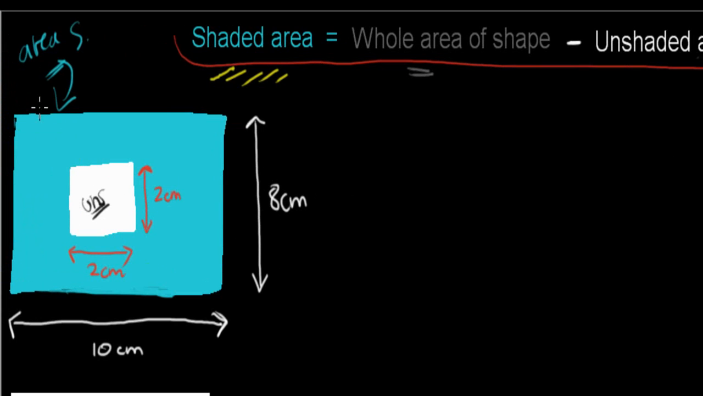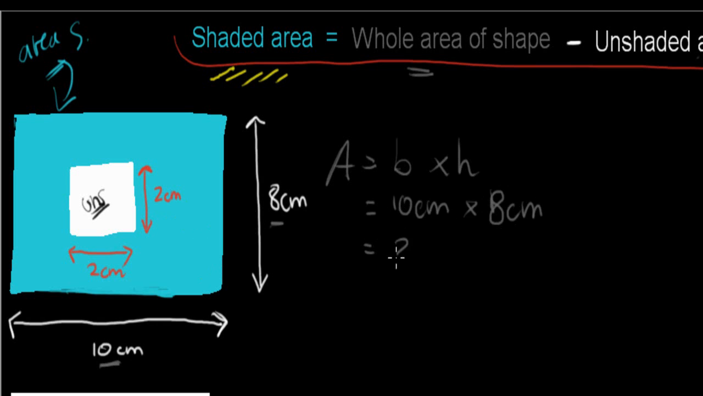So take the whole area. In this case, the first shape is going to be the whole area. It's going to be a rectangle. So area of a rectangle is going to be base times height. In this case, the actual base is going to be 10, so 10 centimeters, and the height is going to be 8, so 10 times 8 centimeters, and that's going to give us 80 centimeters squared. The reason why it's squared, remember, if we have centimeter, we times centimeter by centimeter, we get centimeters squared, so it's going to be 80 centimeters squared.